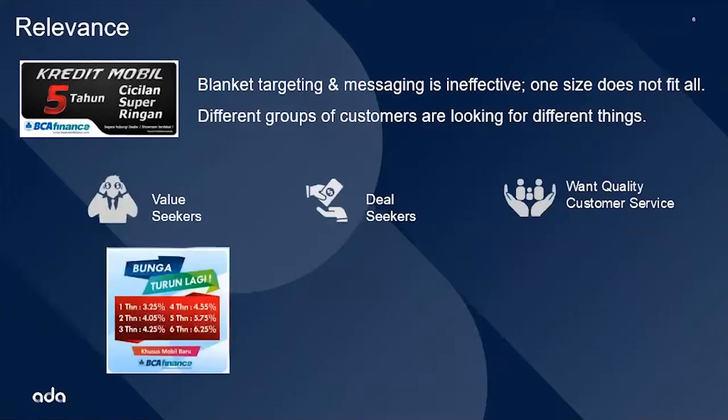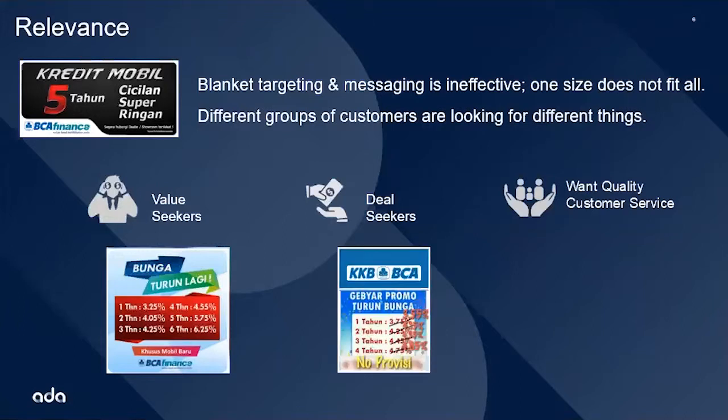For value seekers, we can show an ad that shows every year what the interest rate is for the next 5 to 6 years. And then this will capture their attention, definitely, because this is what they care about. But deal seekers, well, what they care about is no provision fee, low down payments where the first payment is low, but they don't really care about the interest rate, so that's fine.